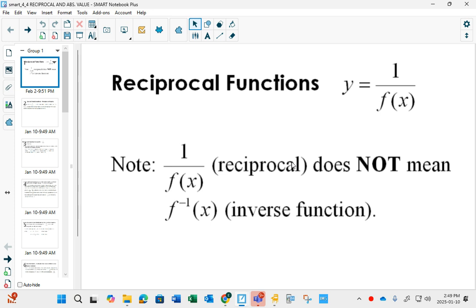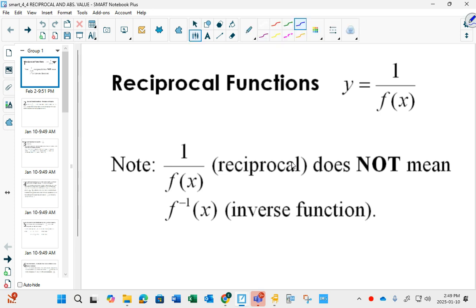If you know how to graph a square root graph with a whole bunch of transformations, you now could do 1 over that. So any graph that you know how to graph, we're going to learn special rules for graphing 1 over that.